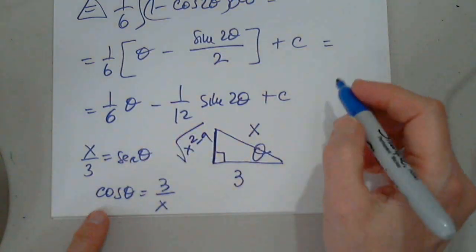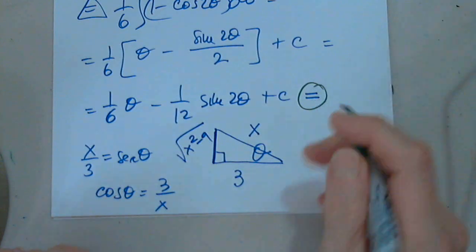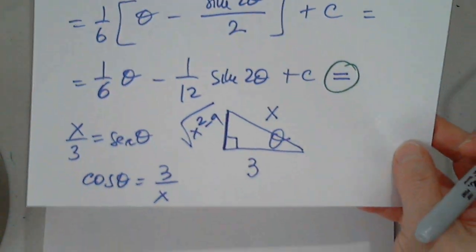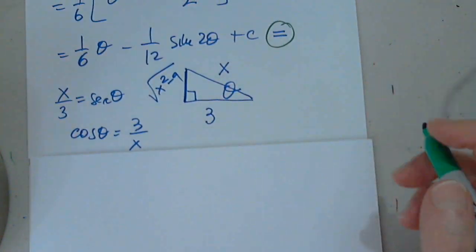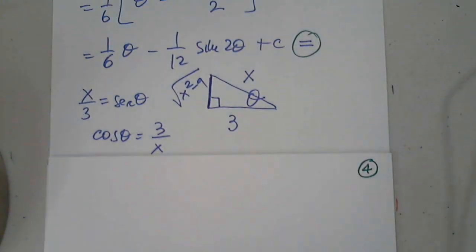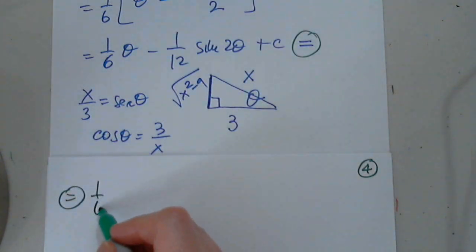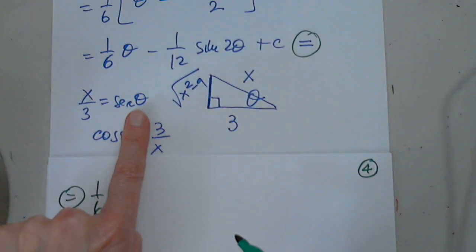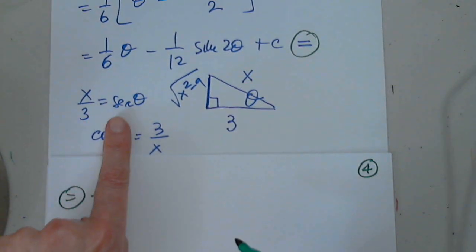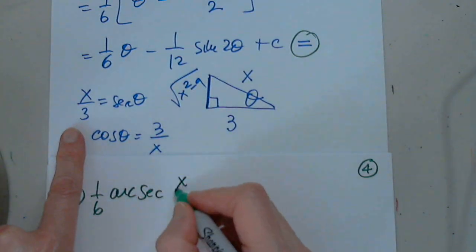Good, so now we continue here. I'm going to put this time, I don't know, a circle. Jump over all this, follow the circle on page 4. Okay, so then here's what we have. 1/6 theta, where I apply arc secant, the inverse of secant, to both sides. So theta is arc secant of x over 3.